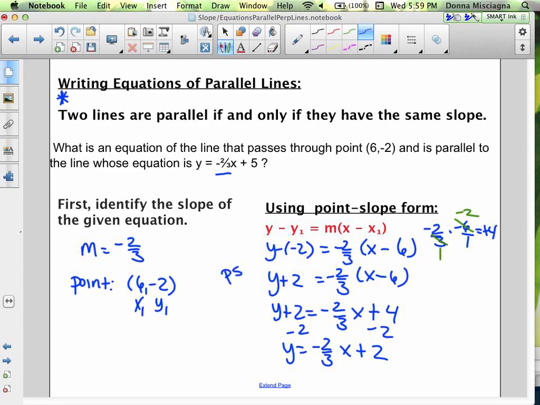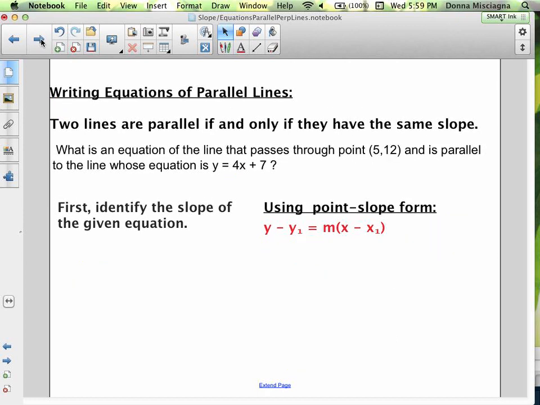I'll put PS for point slope and SI for slope intercept. And that's all there is to it. It's just like writing the equation of a line from point slope to slope intercept form, except you just have to look at the equation and remember that parallel lines have the same slope. I think I have maybe 3 more examples on this.